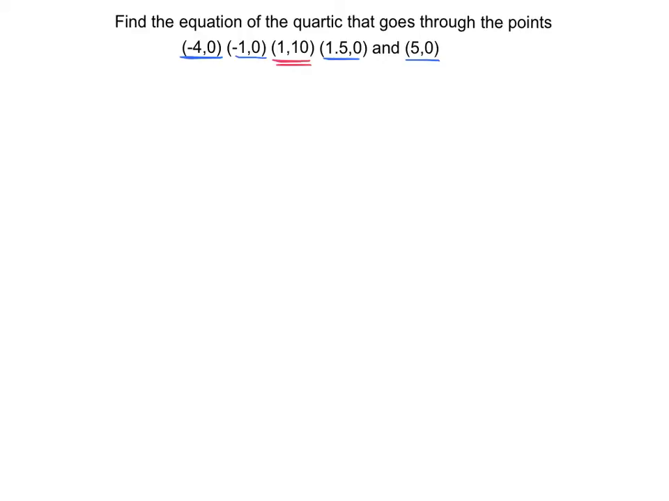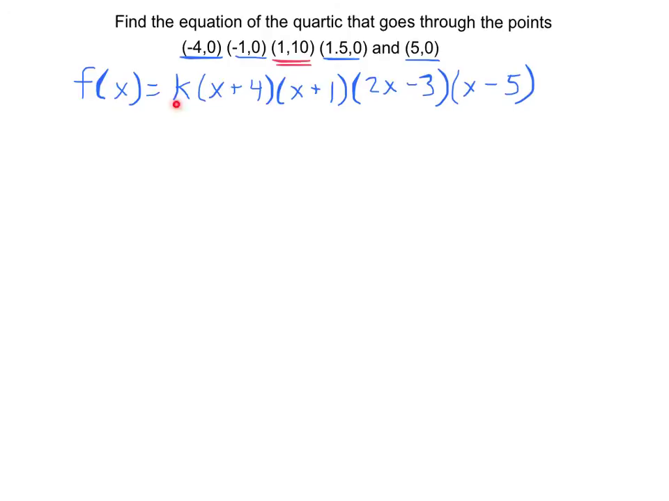I can set it up the same way, really, in the factored form that I use for parabolas. Note here that I'm leaving the scalar, k, out in front again. It goes through -4, 0, so I got x plus 4, -1, x plus 1. This one, instead of writing x minus 1.5, I scaled it into 2x minus 3. If I stick in 1.5 here, 2 times 1.5 is 3, minus 3 gets me 0, so it's okay to do this. And then I got x minus 5.